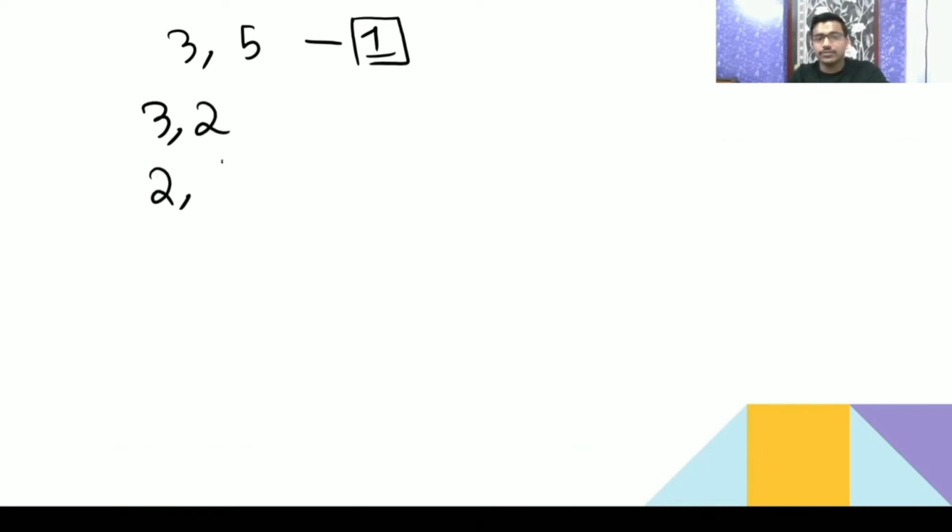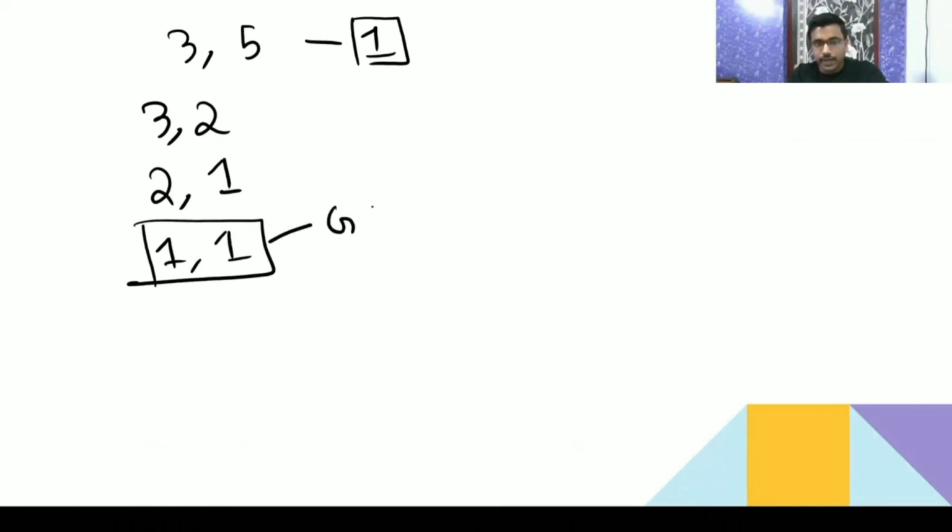Now take 3 and 5. What is the GCD of that? The GCD of 3 and 5 is 1 only, the greatest common divisor. So 3, here 5 minus 3 is 2. Now 2, then 3 minus 2 is 1. Now 1 and 1 gives 1. Understood? Anyone having any doubt? So this is one way you can find the GCD.